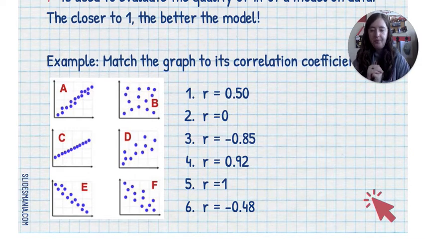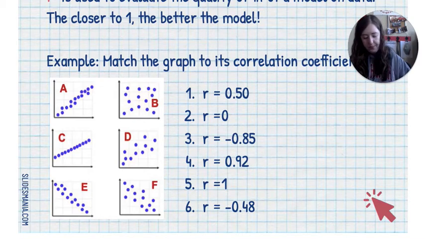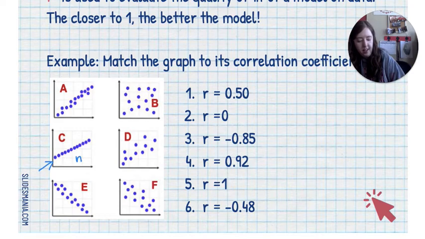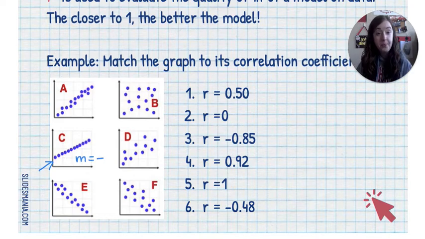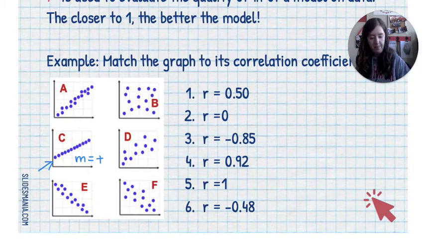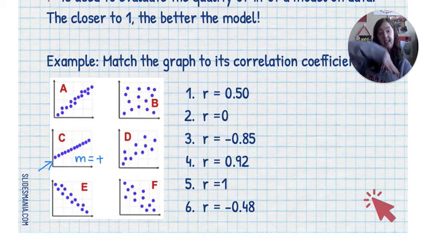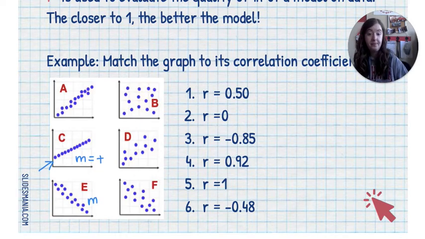So let's take a look at this. Let's look at C. If you notice, the slope of that line is positive, right? So that means there's a positive correlation. E has a negative slope, right? So that means it has a negative correlation. Good deal.